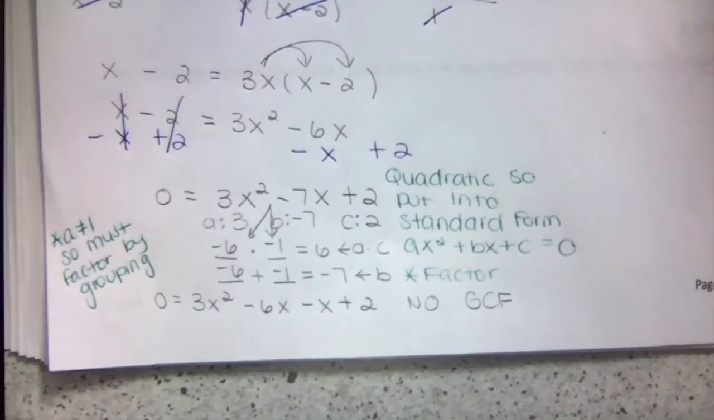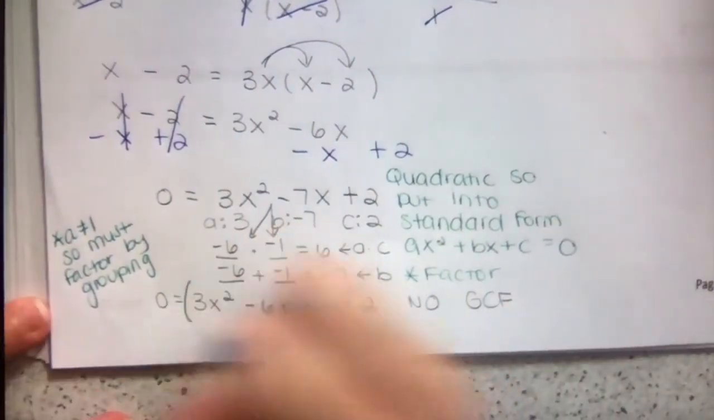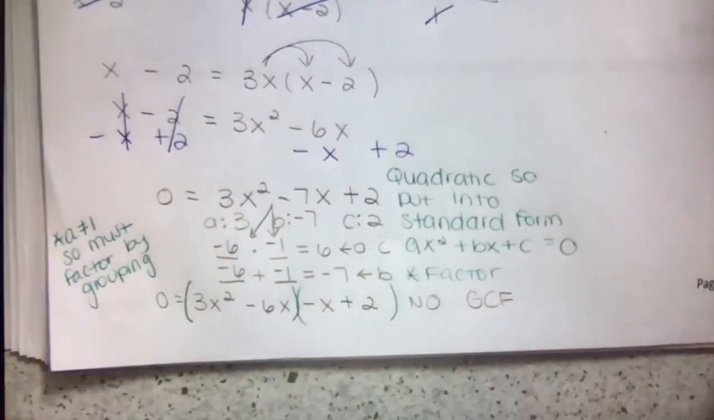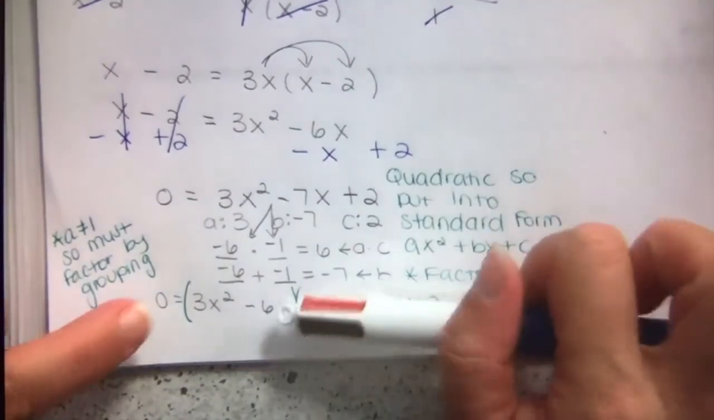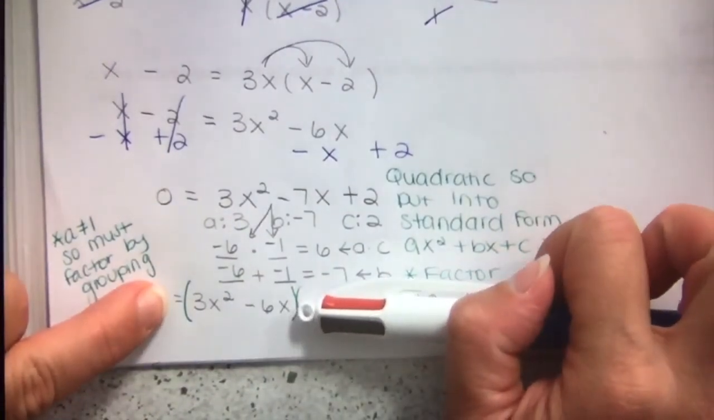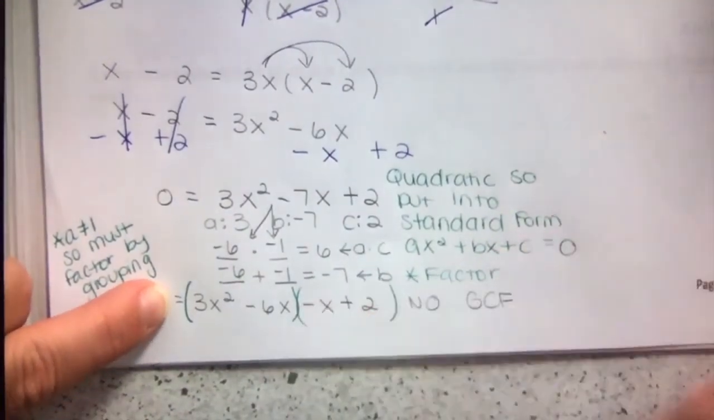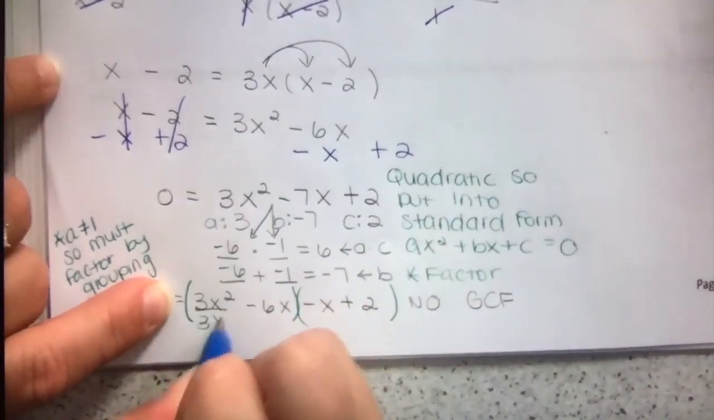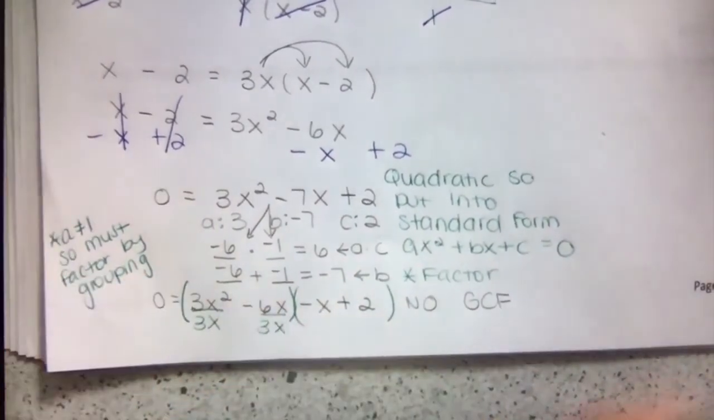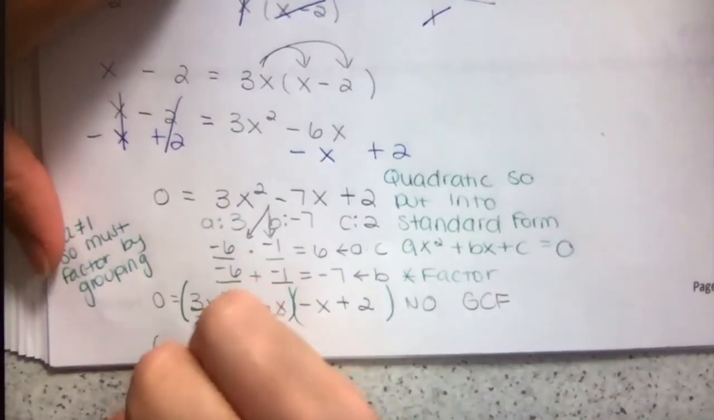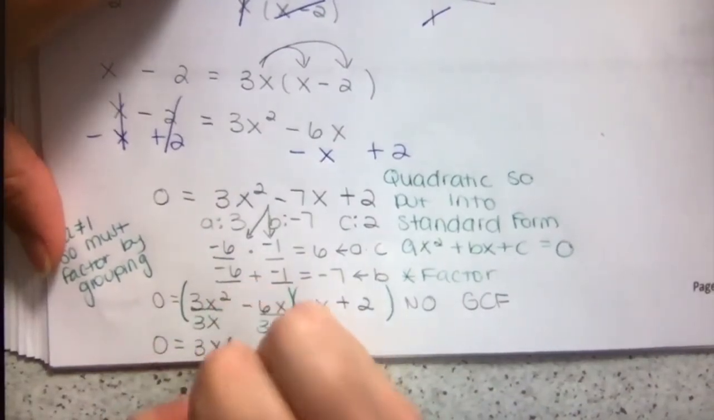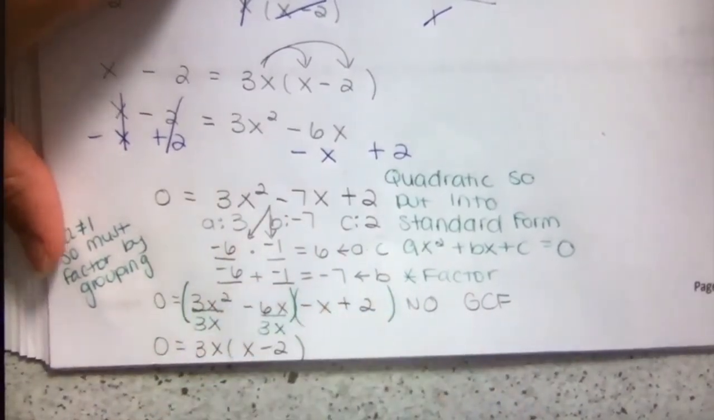We now have 4 terms. We can factor by grouping. So group the first 2 together, group the last 2 together. Looking at our first 2 terms, 3x squared minus 6x, GCF, 3x. So I can factor or divide out a 3x from both terms, and we're left with x minus 2.